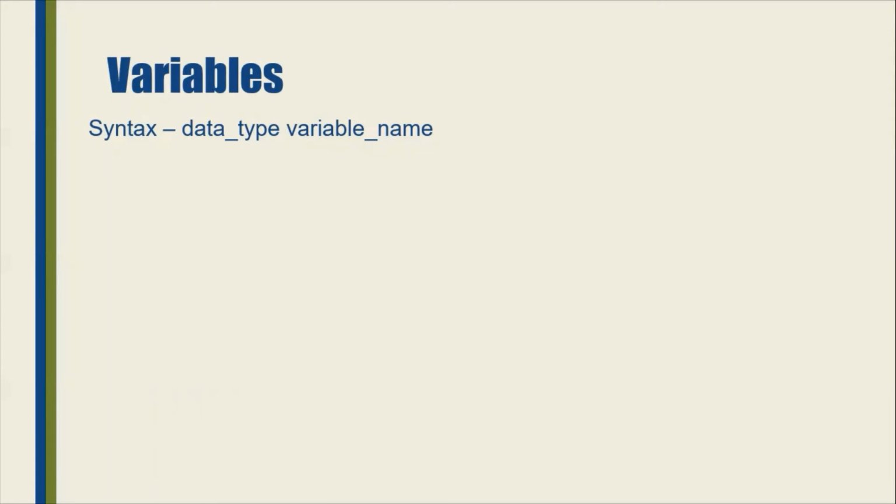So a variable is nothing but the name of the memory location. This is the syntax. You specify which kind of data type you want and then the name of the variable. The variable name can start with alphabets only, and then you can include numbers and underscore. You cannot start a variable name with a number or underscore or special symbol.